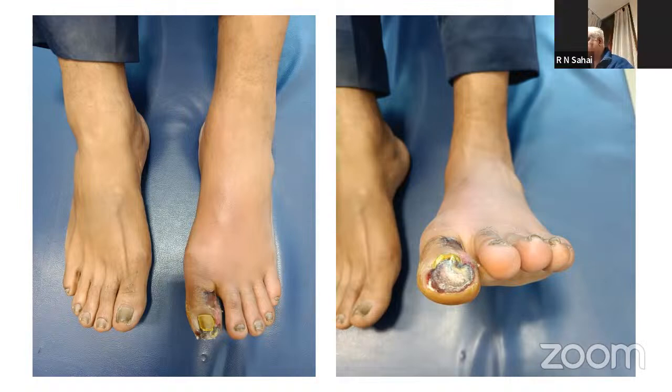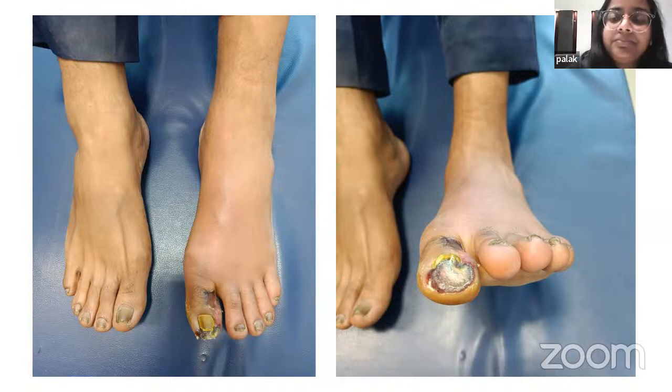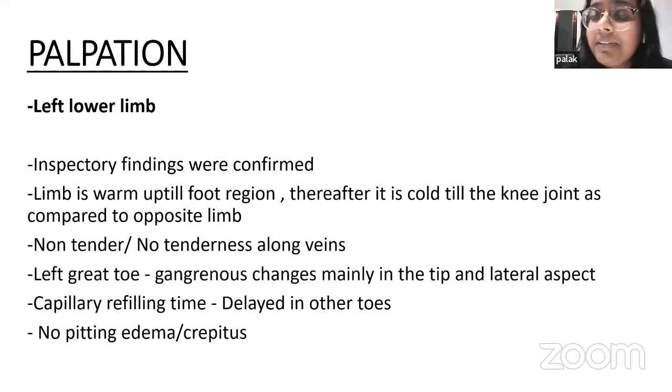The arteries are closing down slowly. So there's still some viable tissue in between the dead necrotic tissue, isn't it? Yes, sir. What is the meaning of pre-gangrene?